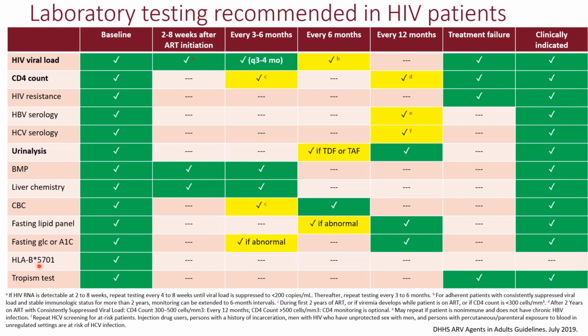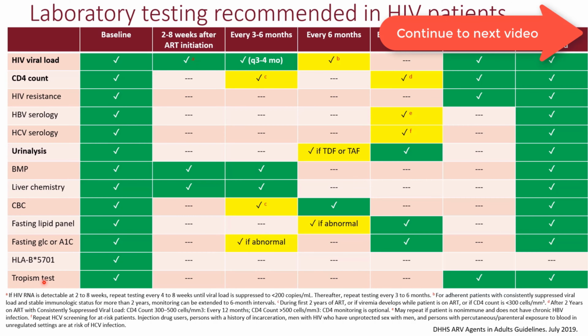HLA-B*5701, you really don't need to repeat it once you get it at baseline. And that's only if you need abacavir. So if abacavir is not in the picture, you never need the HLA-B*5701. Tropism, you only need it if someone is on Maraviroc. If Maraviroc is not in the picture, you never need it. So if you are to use Maraviroc, you need it at baseline. And then if the patient has treatment failure, you need to recheck tropism, and if clinically needed. You can use Maraviroc if the tropism test shows CCR5, not CXCR4.